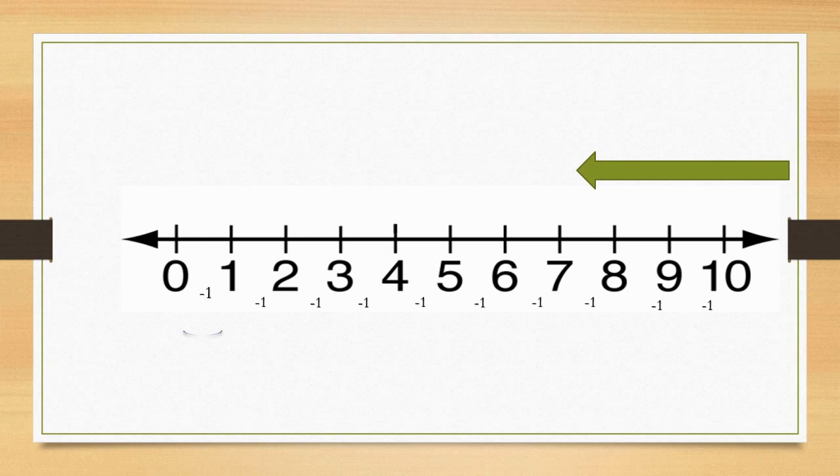Now on the number line, take away 1 from 10, you get 9. Take away 1 from 9, you get 8. Take away 1 from 8, you get 7. Take away 1 from 7, you get 6. Take away 1 from 6, you get 5. Take away 1 from 5, you get 4.